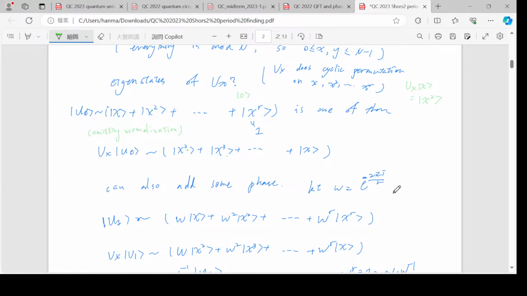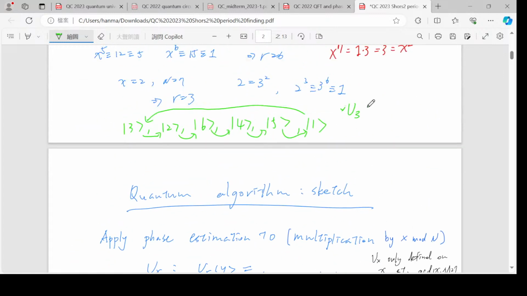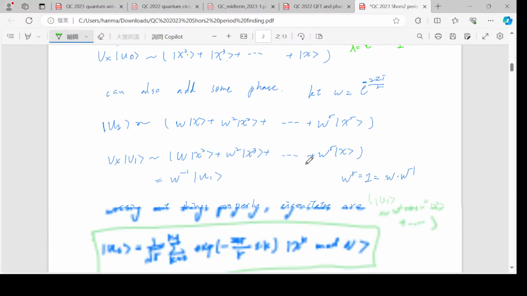So here we have lambda equal to e to the 2 pi i times 0, equal to 1. And okay, so that's one of the eigenstates. But actually, say we have 6 states here, so we can actually construct 6 different eigenstates here. And now things look a bit like the Fourier transform.